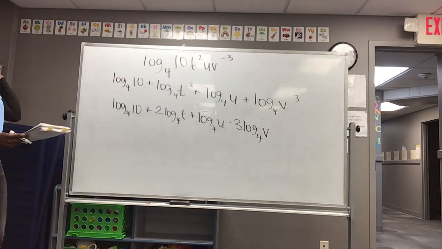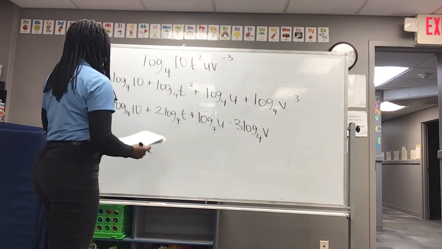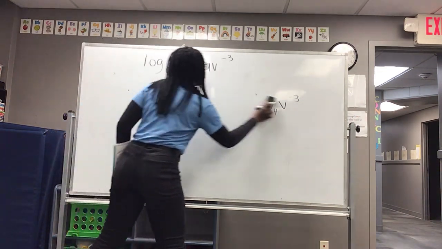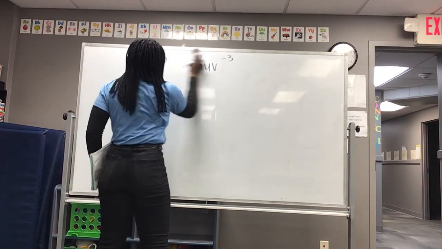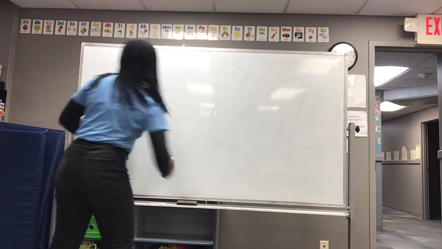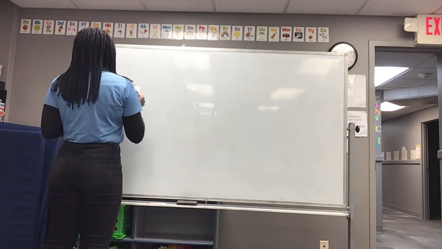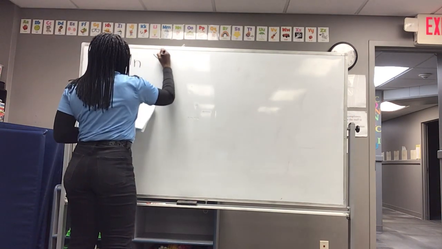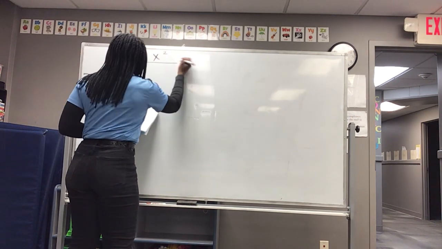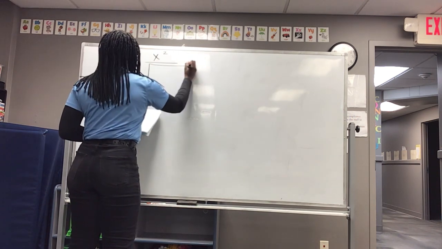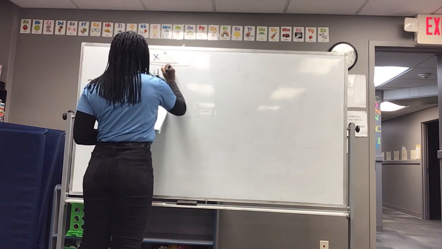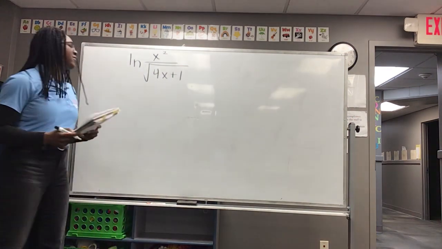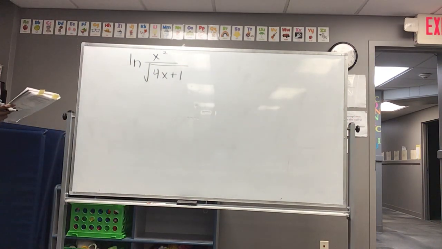Yes? Alright, so we're going to do one with division. I'll have you guys try this one on your own, remembering the properties that I gave you. So we have ln of x squared over the square root of 4x plus 1. Okay, so try to expand this one.